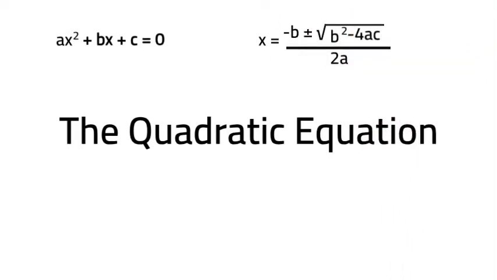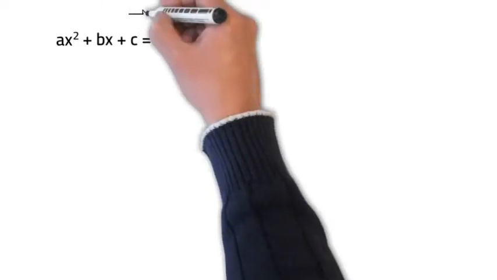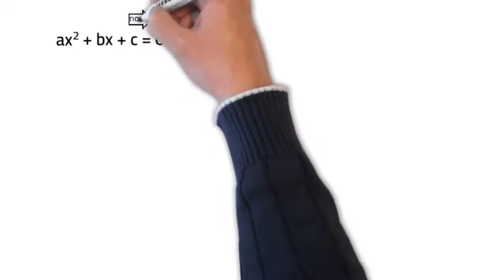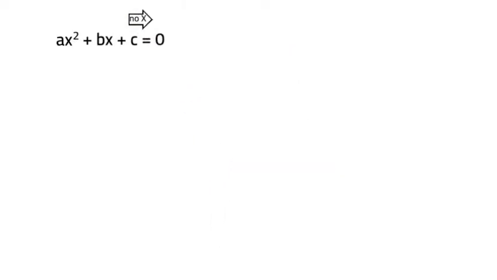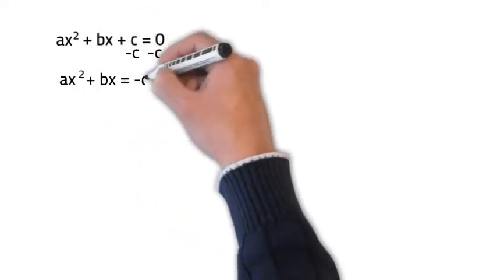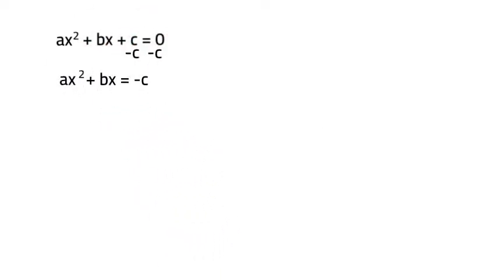Do you want to use standard algebra to derive it? Sure. Okay. Let's start by putting every term that does not contain x on the right of the equal sign. How would you do that? Since c is the only term with no x in it, I would subtract c from both sides. Perfect.